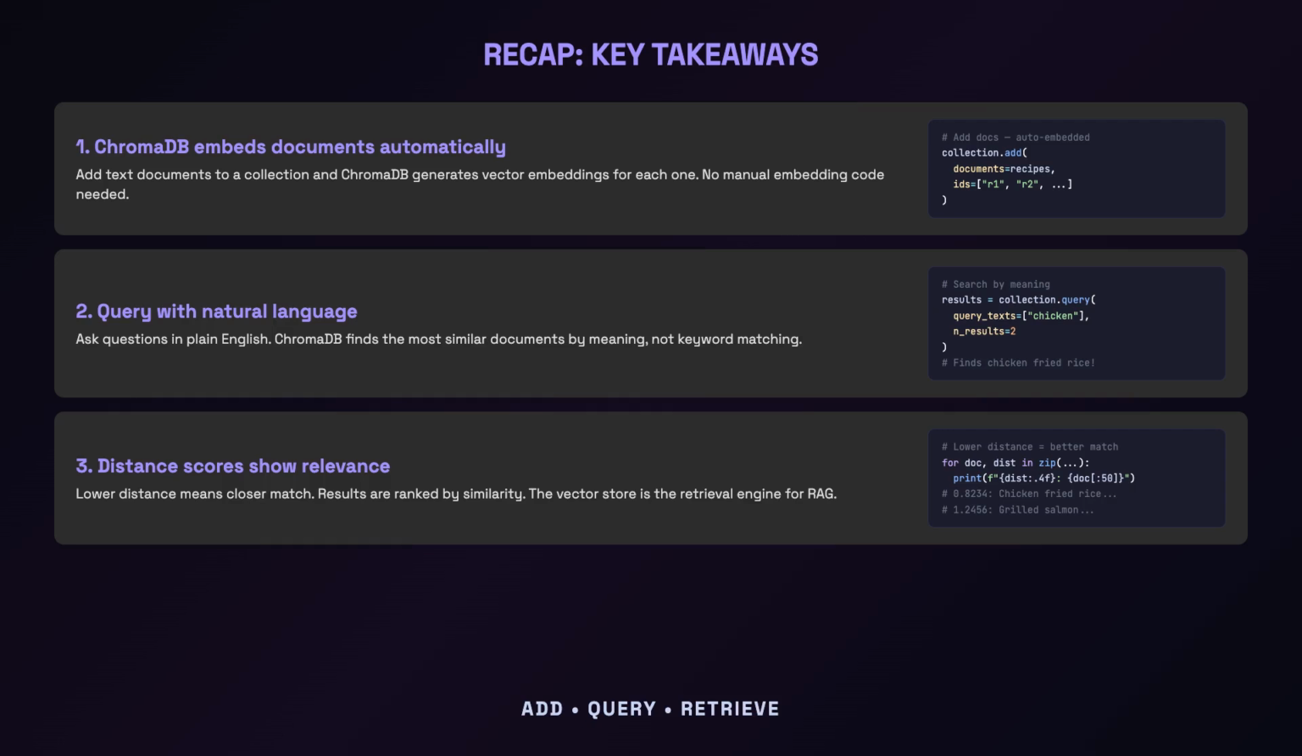Recap. 3 key takeaways. First, ChromaDB is a vector store that embeds documents automatically when you add them. Second, query with natural language. ChromaDB finds the most similar documents by meaning. Third, distance scores show relevance. Lower distance means closer match.